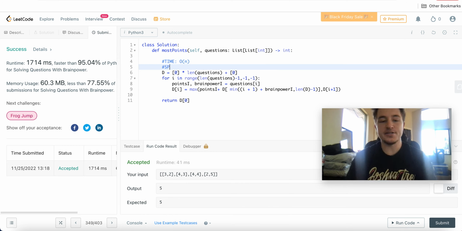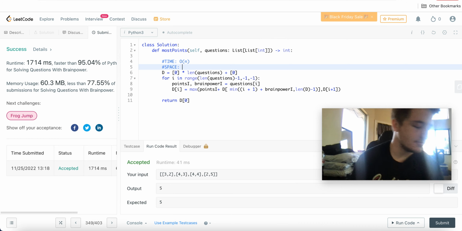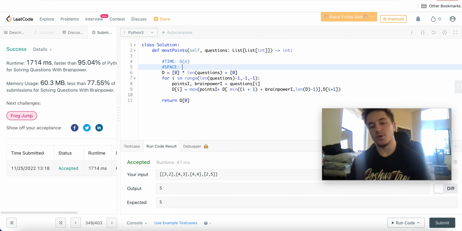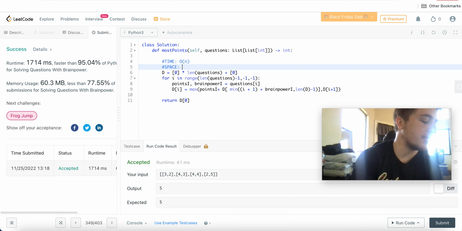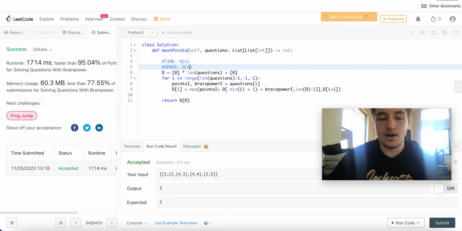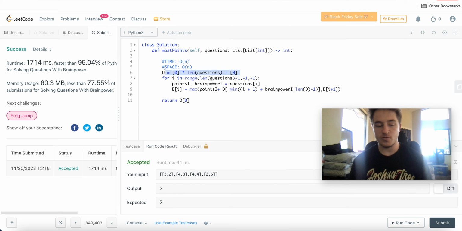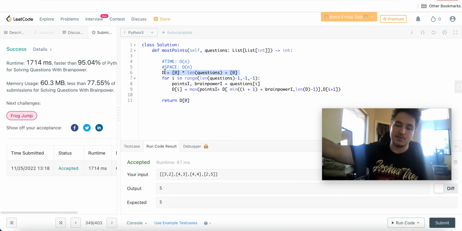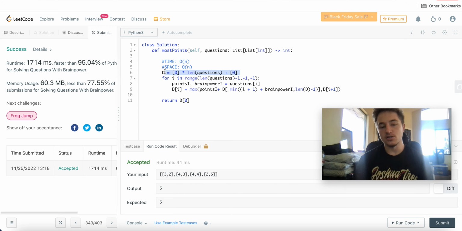For space, I was hoping we could find a way to reduce it. You probably could, but it would actually make your runtime worse. So I'm not gonna worry about that. It's O of n time, O of n space as well, right? Because we have to create an array that's the size of the number of questions, because we have to keep information about subsequent questions. So we need O of n for both. And yeah, that's the nature of this problem.